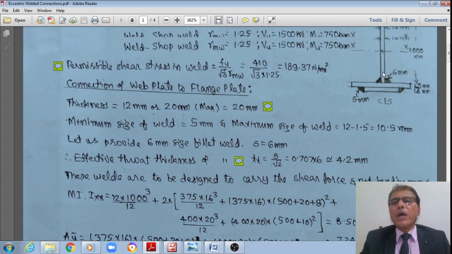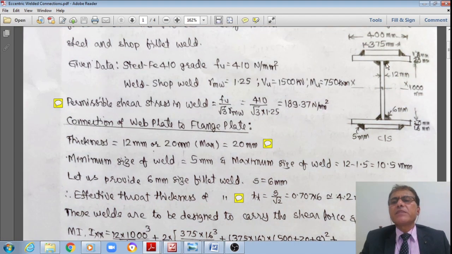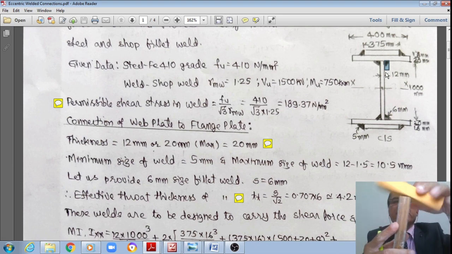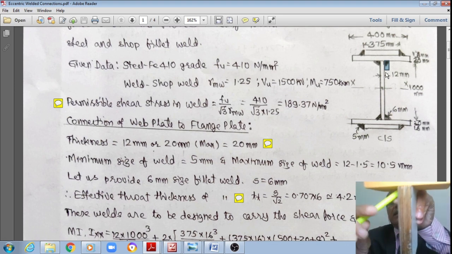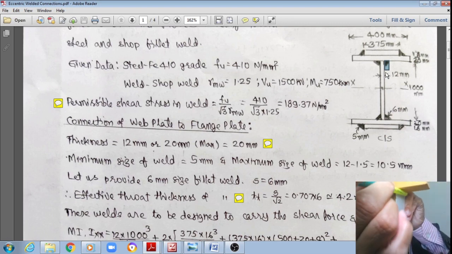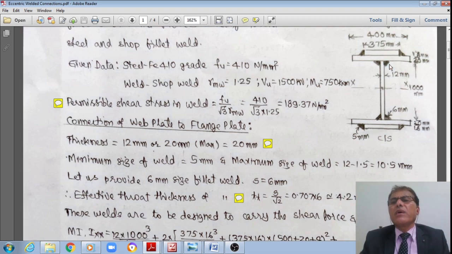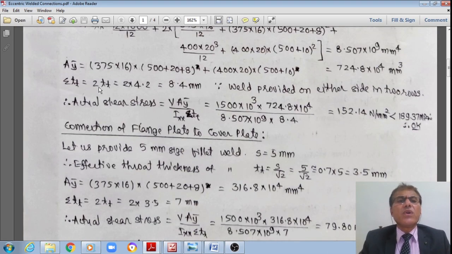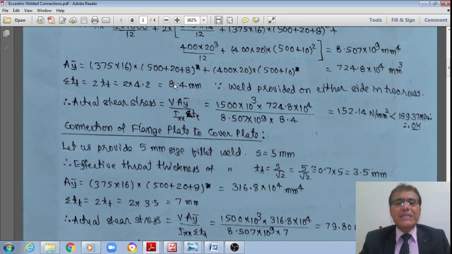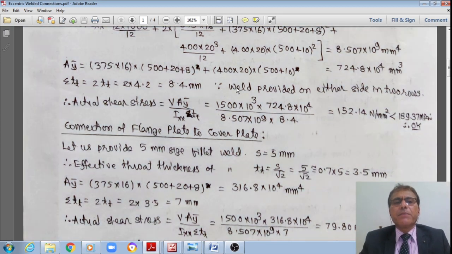Whereas I do have the weld provided on either side of the web, like this, here on this side as well as on this side. Therefore, the weld is provided in 2 rows, on either side. Therefore, the summation of the thicknesses, sigma tt, is equal to 2 multiplied by 4.2, therefore 8.4 mm is effective at that intersection of the web with that of the flange.